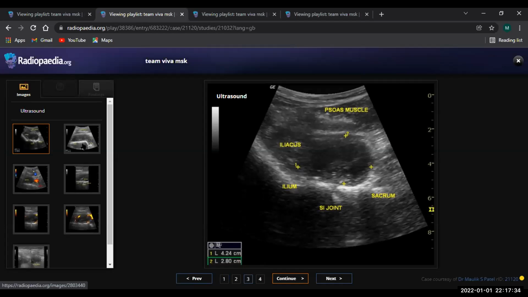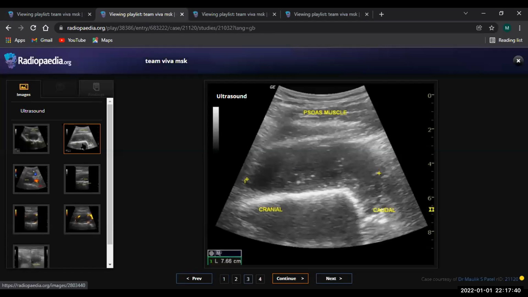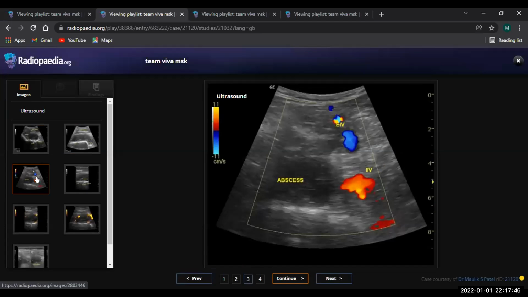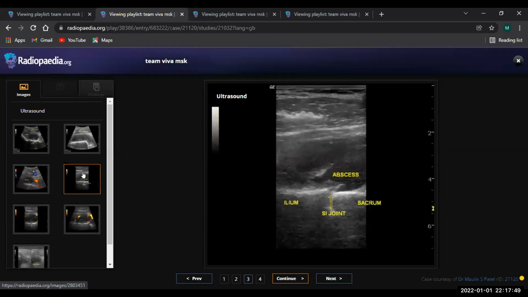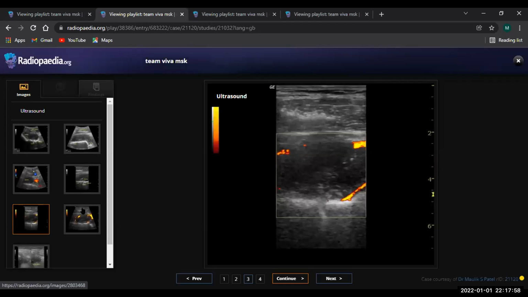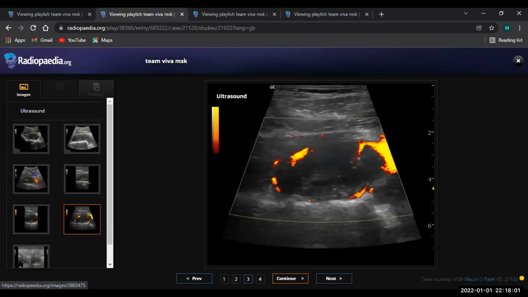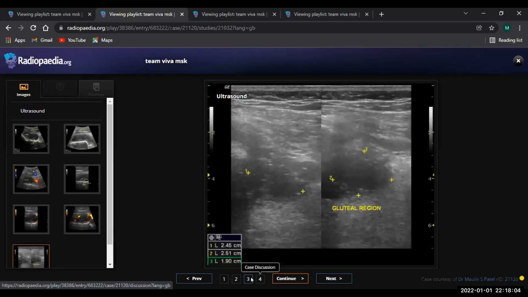So this is an ultrasound image showing labeled psoas muscle, iliacus muscle, ilium, and there appears to be a complex collection. Yeah, it's labeled abscess. So there's an abscess at the right SI joint, right pelvis. And I will just advise ultrasound guided aspiration because it's accessible, for culture and analysis.